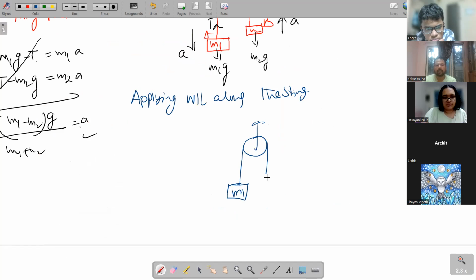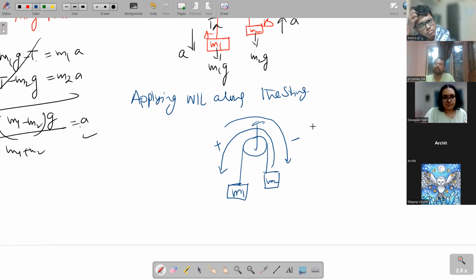This is M1 and this is M2. Now, do not apply Newton's law in the horizontal direction or vertical direction. Just apply it along the string. Suppose along the string I take anti-clockwise as positive and clockwise as negative. Understood? Along the string, anti-clockwise is positive and clockwise is negative.